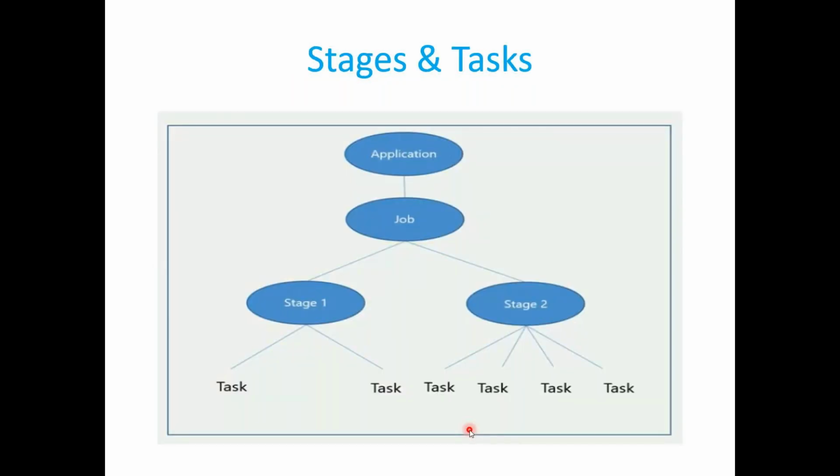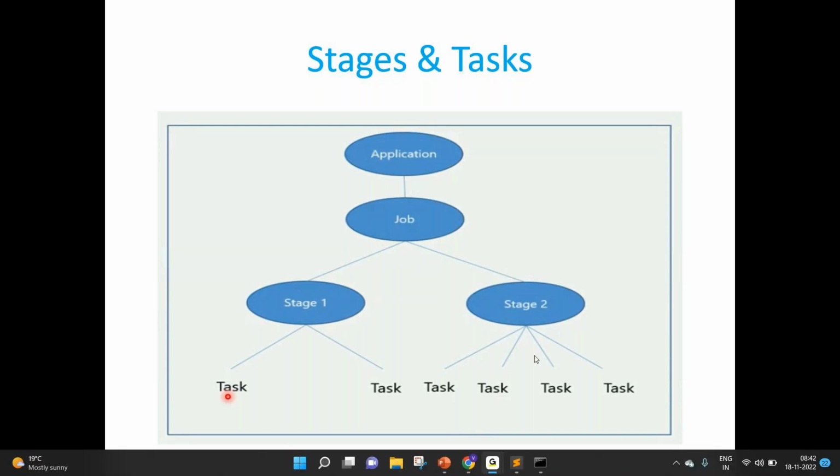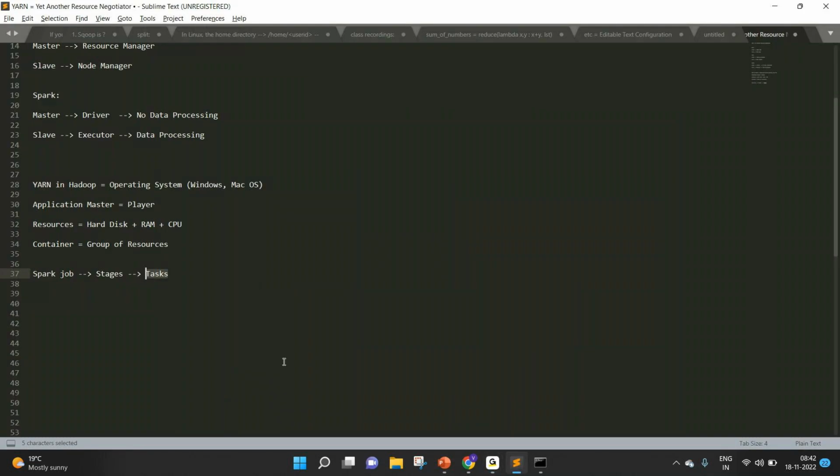Now, as I told, this is the hierarchy. You have the Spark application, which is nothing but your Spark project, and you have Spark jobs broken down into stages, and stages broken down into tasks. Now, the question is on what basis and how we divide the job into stages and stages into tasks. That we will see practically. But for now, just remember this hierarchy: a Spark job contains stages, and stages contain tasks.